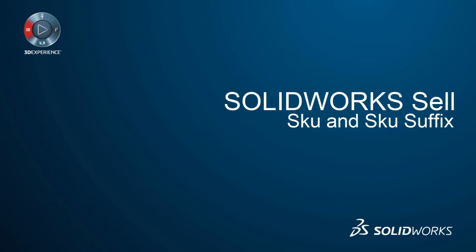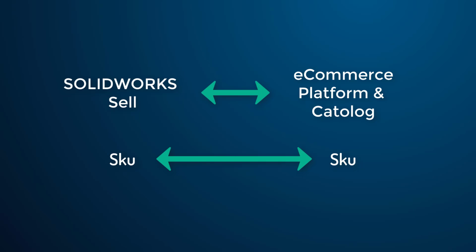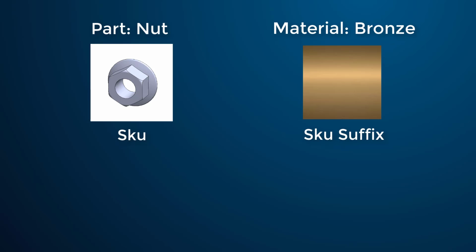If you plan on hooking up SOLIDWORKS Sell to your shopping cart or e-commerce platform, you will need to associate parts and materials in SOLIDWORKS Sell with your online product catalog. This can be done by mapping SKUs in SOLIDWORKS Sell to the SKUs or product numbers in your e-commerce platform. Depending on your pricing model or how you will fulfill your orders, every part in your assembly may have its own SKU, and each material variant may have its own SKU suffix.